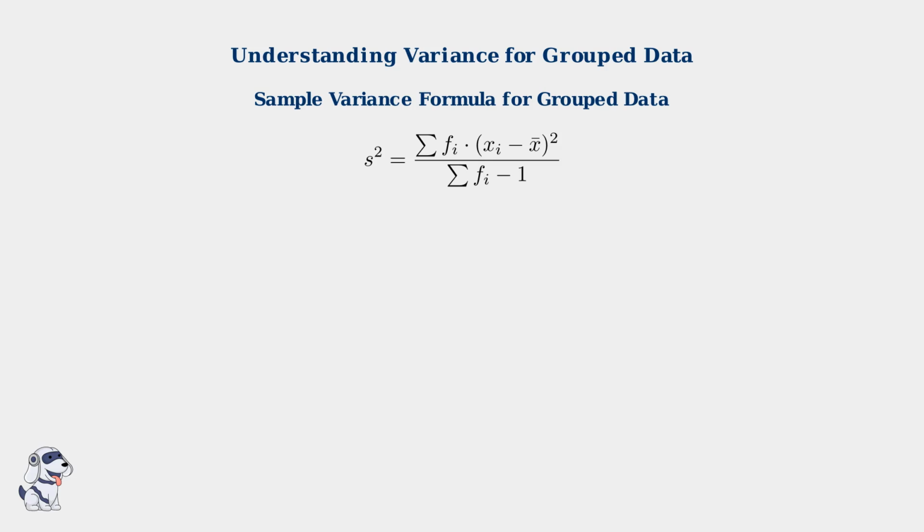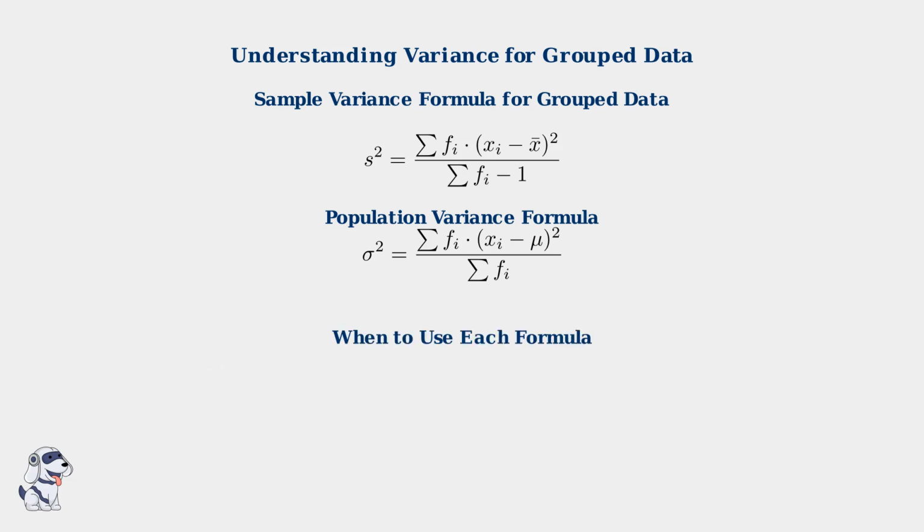Now let's compare this with the population variance formula. The population variance formula is similar, but we divide by the total frequency without subtracting 1. We also use sigma squared instead of s squared and mu instead of x bar to represent the population mean.